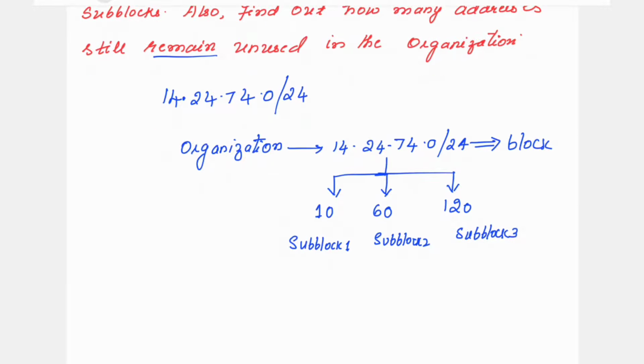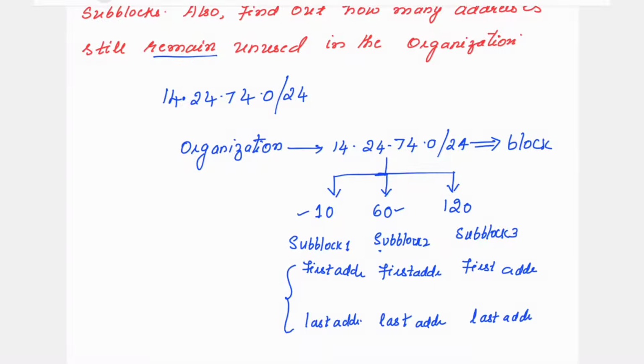Design here means you need to find out what is the first address in subblock 1, and what is the last address. How many addresses will subblock 1 have is already mentioned in the problem statement. Next, design subblock 2: you need to find out the first address, the last address, and the number of addresses in subblock 2, which is already mentioned, it is 60. And for subblock 3, you have to write down the first address and the last address.